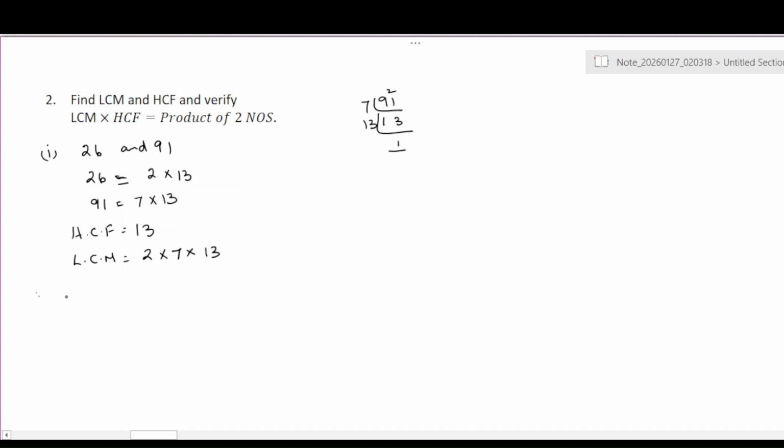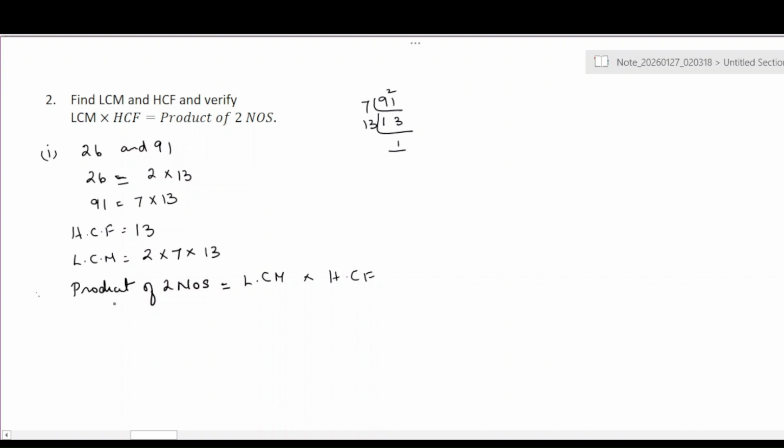Okay, now we'll just write this formula here. Product of two numbers is equal to LCM into HCF. Now before we multiply, if you just see, these are the factors of 26 and 91. So 2 into 13 into 7 into 13. Okay, here if you just see the factors, if you multiply all this, you will get the multiplication of these two numbers. So this itself we can just prove.